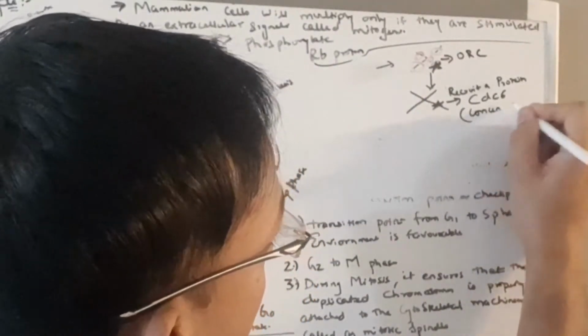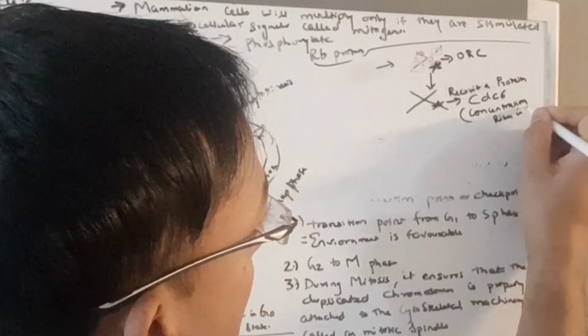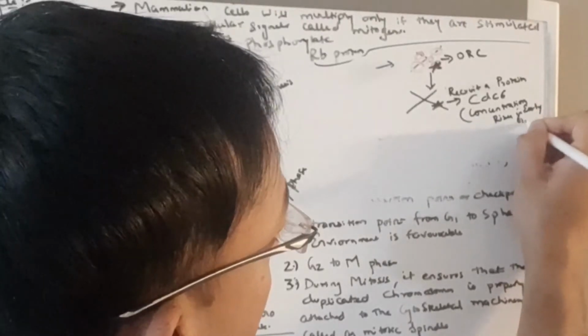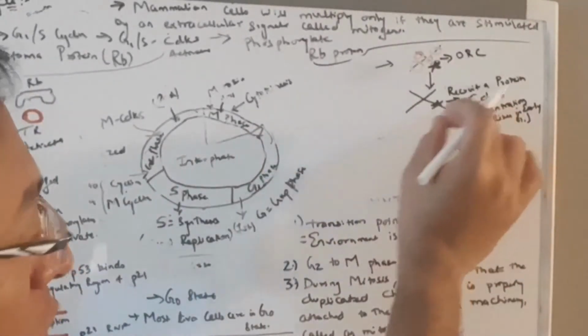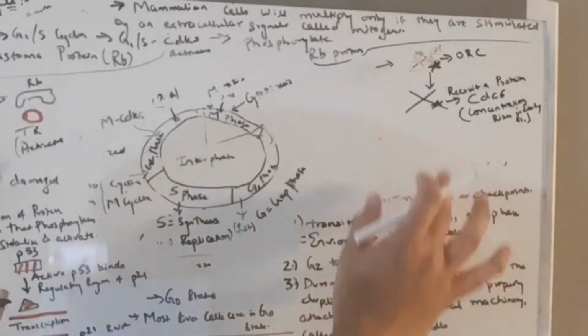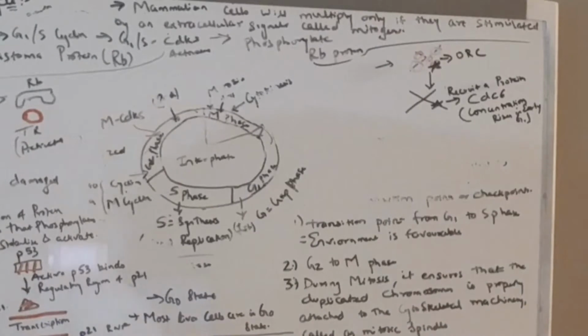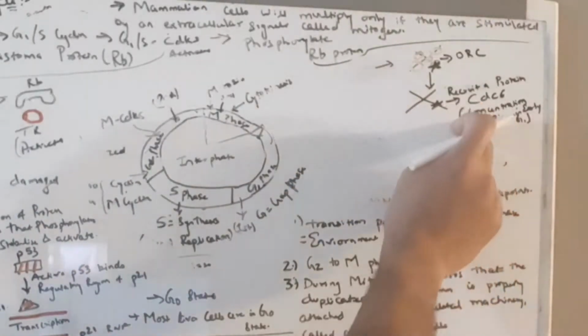I will write down here in the bracket: concentration rises in early G1. So there will be a recruitment of protein at the site of the replication, and the nucleotide sequence and the protein complexes are known as the origin of replication, and one of the protein complexes is known as the origin recognition complex. So this ORC starts recruiting a protein that is CDC6, and the concentration of CDC6 will rise early in the G1 phase.